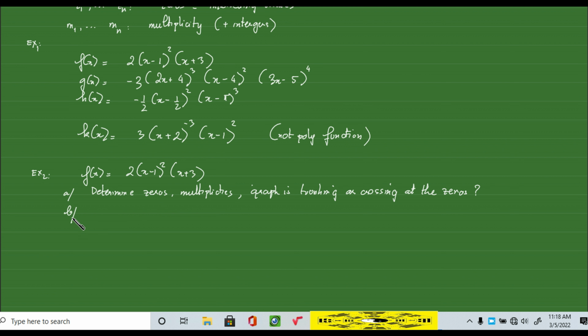The second question over here is I want you to find all x-intercept points and the y-intercept point.